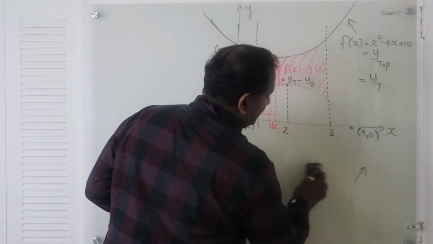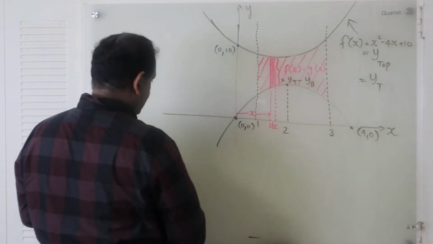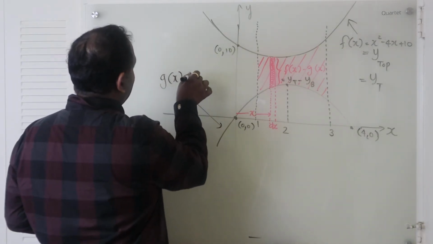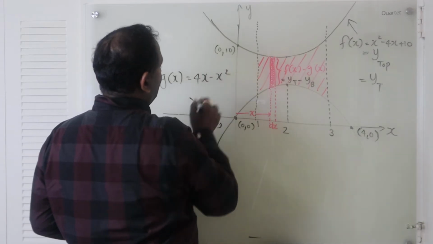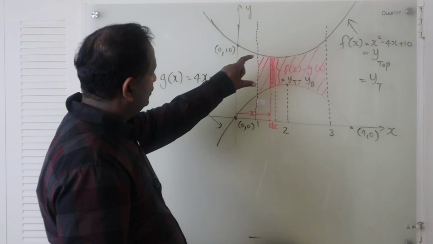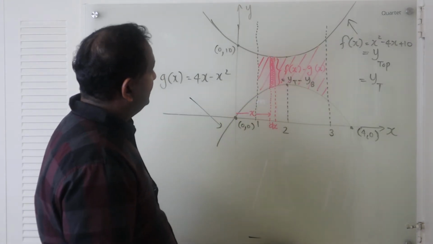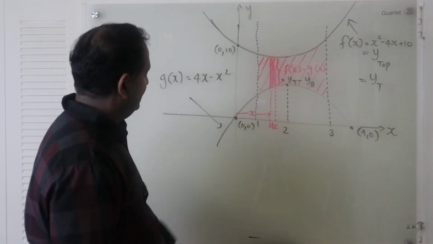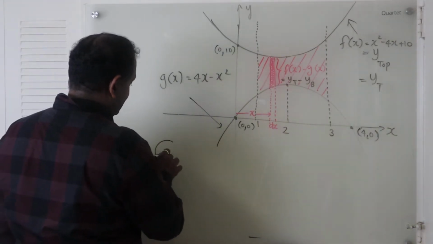I'm going to write something very clearly. I'm going to denote this by g of x, which is 4x minus x squared. Everything has been labeled. We have taken our area. We have chosen a small, infinitesimally small vertical strip of width dx and height that. So I'm going to write here clearly.